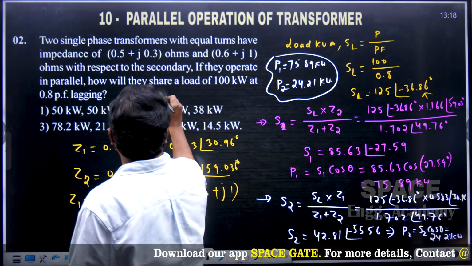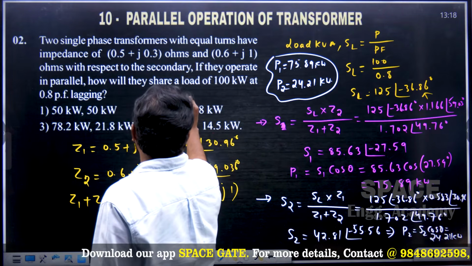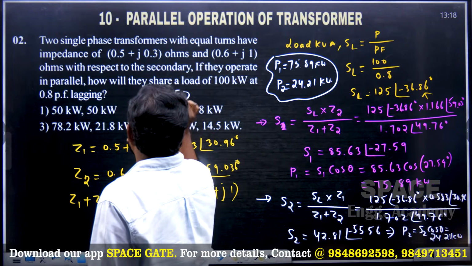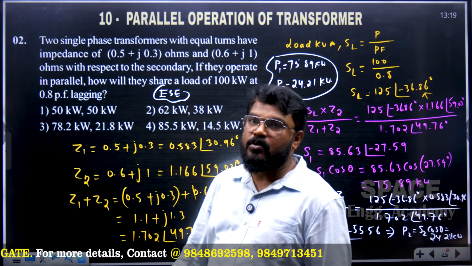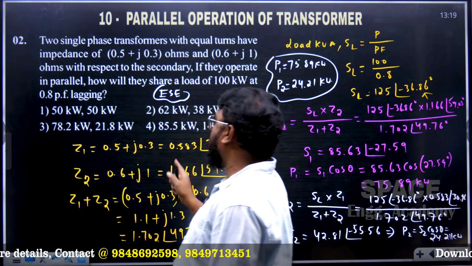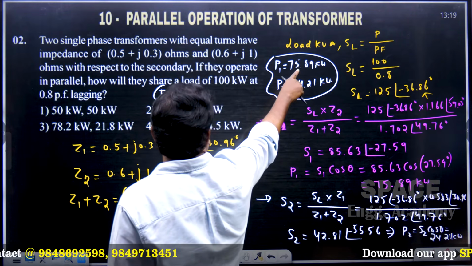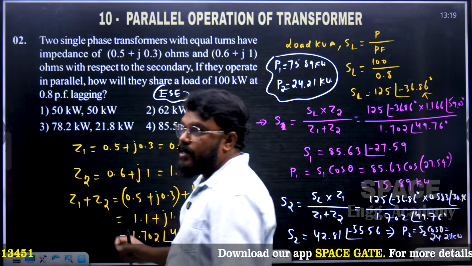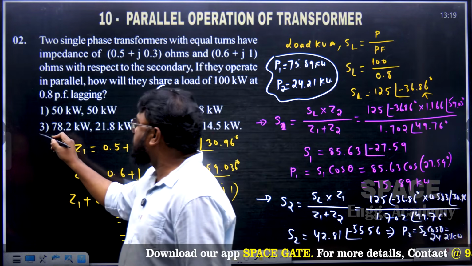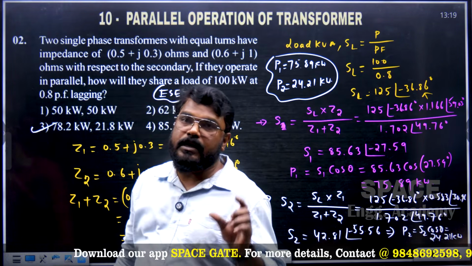This one is a previous ESE question. So these are the options given. Suppose options are given like this, we have to select the nearest answer. The answer is 70.89 kilowatts, second one is 24.21 kilowatts. So for this question option 3 is correct.